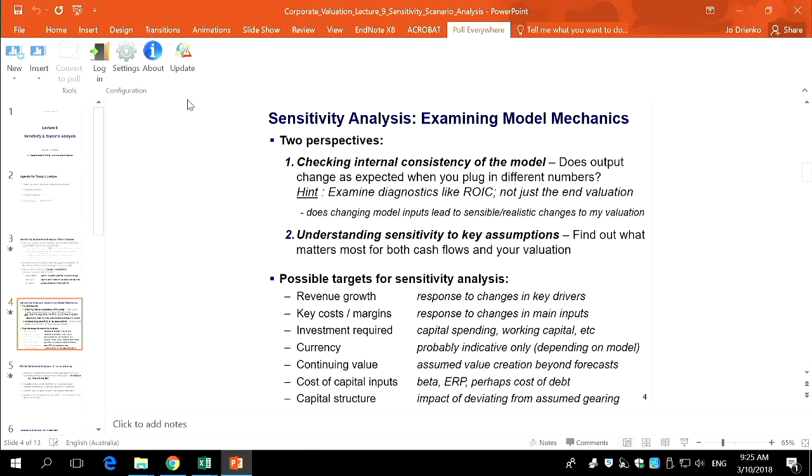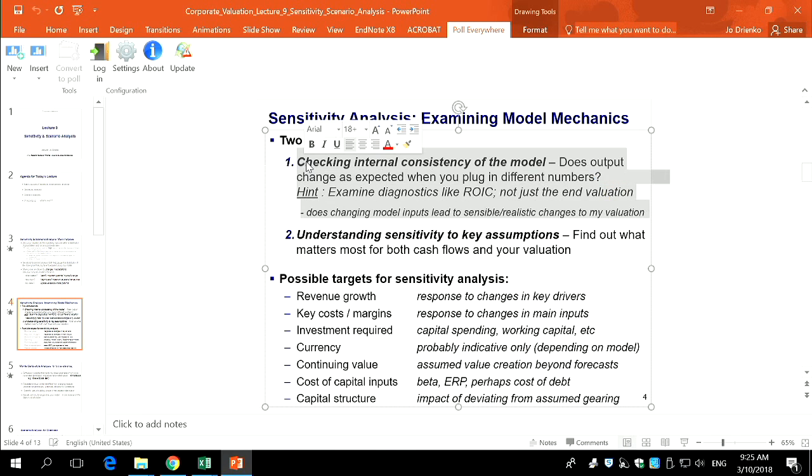Also, not just see how sensitive your model is to changing key inputs, but also to check if it works properly. Examine diagnostics like ROIC, not just the value per share. Does the model work as expected? Does changing the model inputs lead to sensible or realistic changes to valuation? So that's sort of like a check, if you like. It's not sensitivity, it's just a check to make sure your model's working properly.